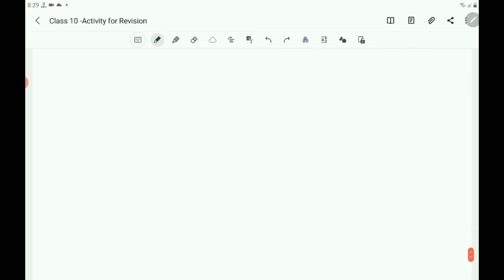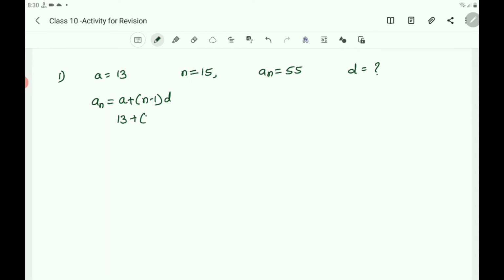In the first question, you write a equals 13, and n equals 15, and an equals 55. What you have to find out, note down that is d, common difference is to be find out. Then you write the formula for an. What is the formula for the nth term or the general term? An equals a plus n minus 1 into d. And a is given 13 plus n is 15 minus 1. D is to be find out. Write it as it is.